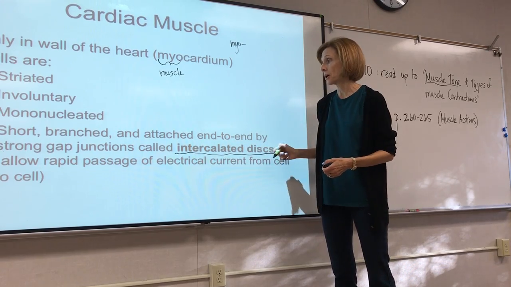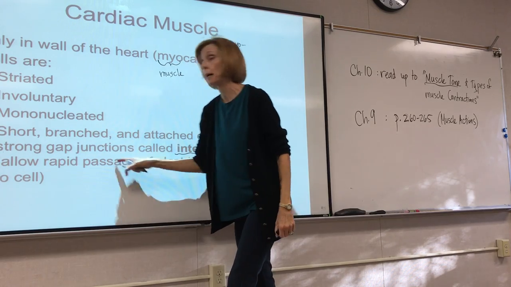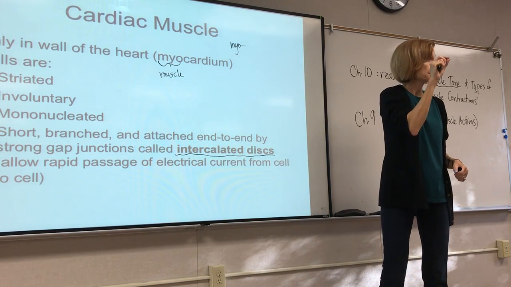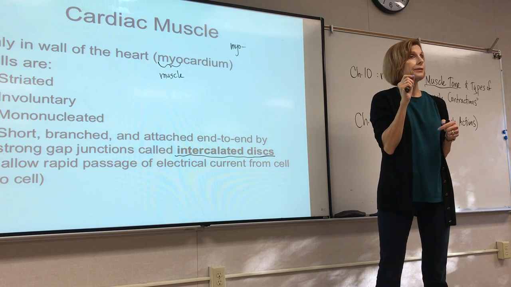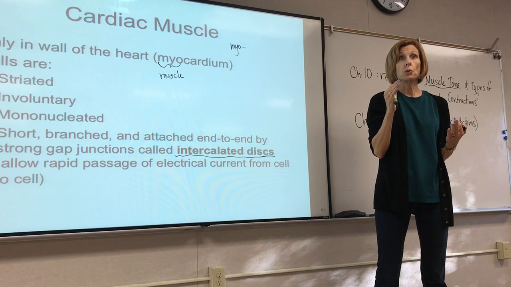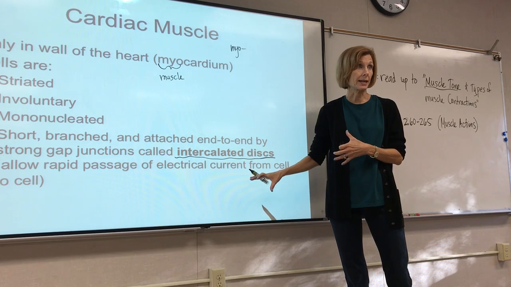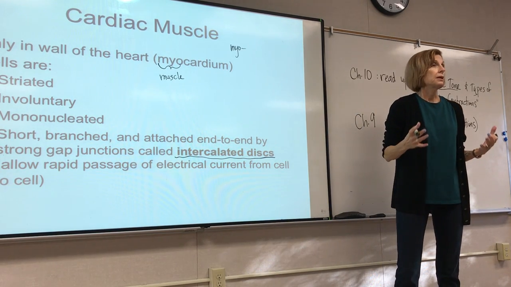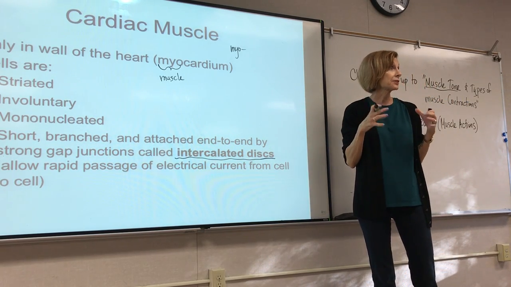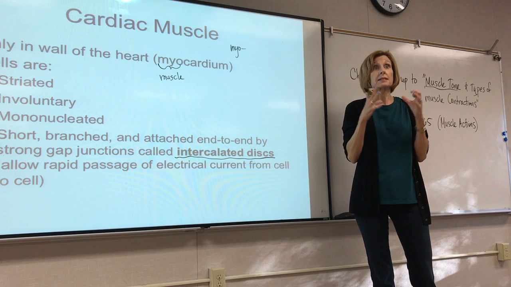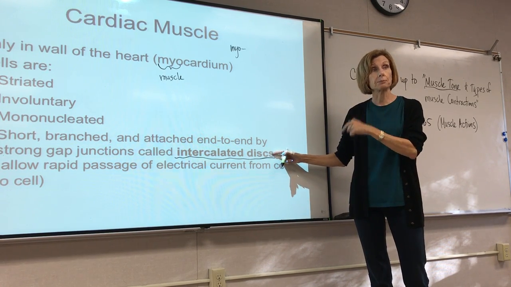And what these actually are, if you remember when we talked about cell junctions, these are gap junctions. Do you guys remember gap junctions are the ones that have the little channels that allow ions to go from cell to cell? Ions are atoms that have an electrical charge. And this is actually what sends the electrical signal that causes the muscle to contract. So muscle tissue contracts because the cells can send these electrical signals and the electrical current is actually what causes contraction. So this is very important to the function of cardiac muscle.